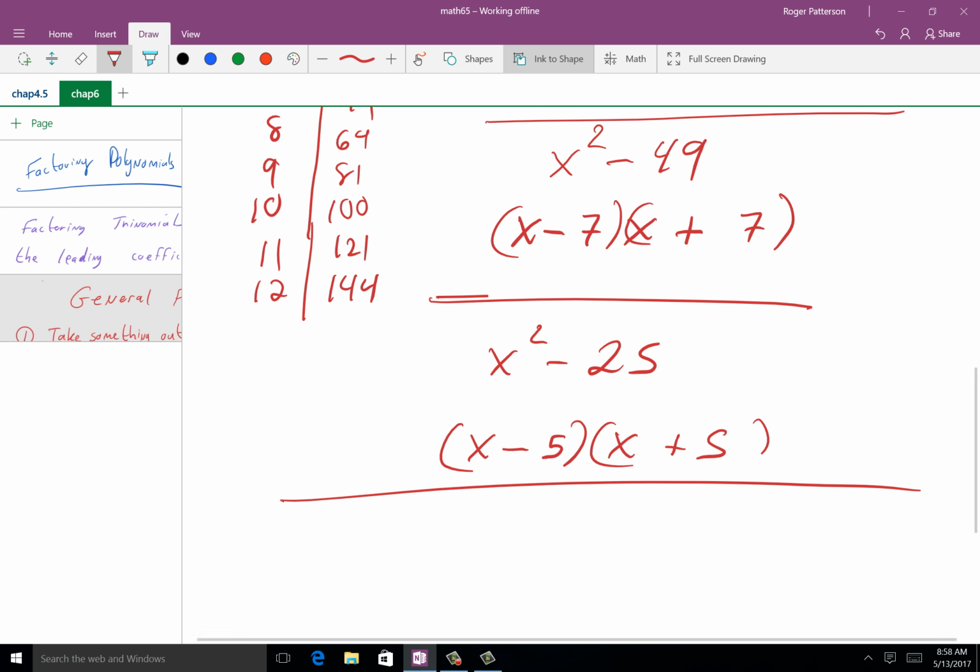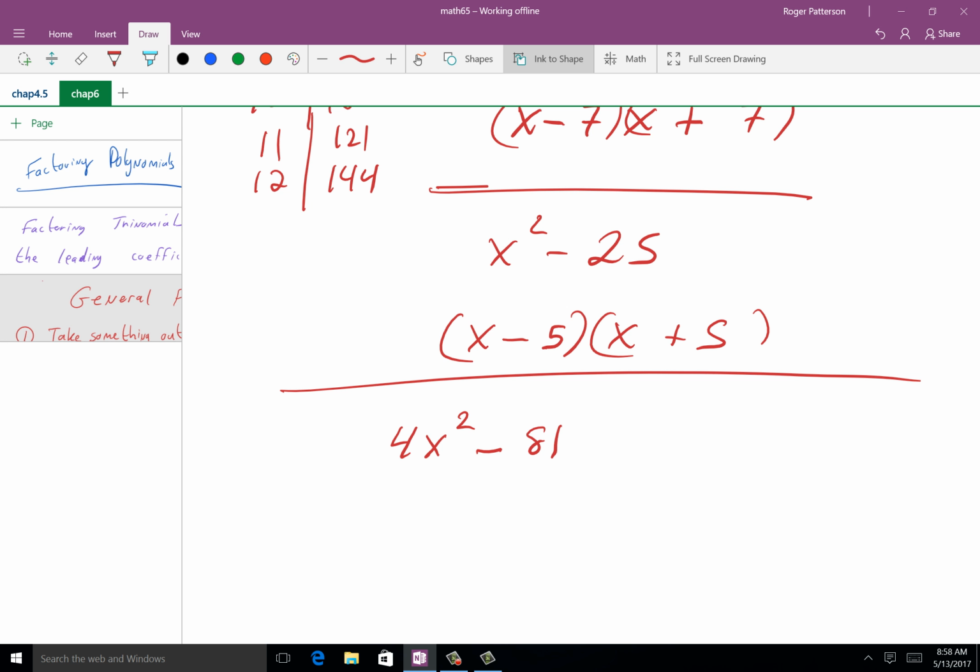Okay, we'll ramp it up a little bit here. Four x squared minus 81. Again, this is a difference of 2 squares because we have an x squared, we have an 81, and we also have a 4. So what is this going to factor down to? See if we can get it. 2x minus 9, 2x plus 9? 2x plus 9. Yep.